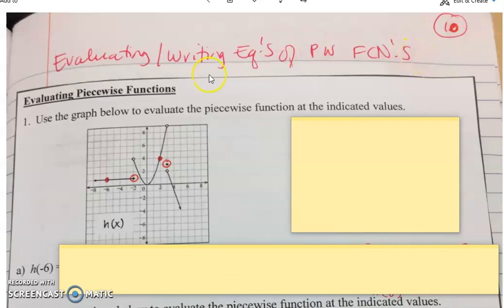And so we're going to be evaluating piecewise functions. Evaluating means finding the answers. And so what we want to do is we've been given a graph here. It's called h of x. That's the name of this graph.